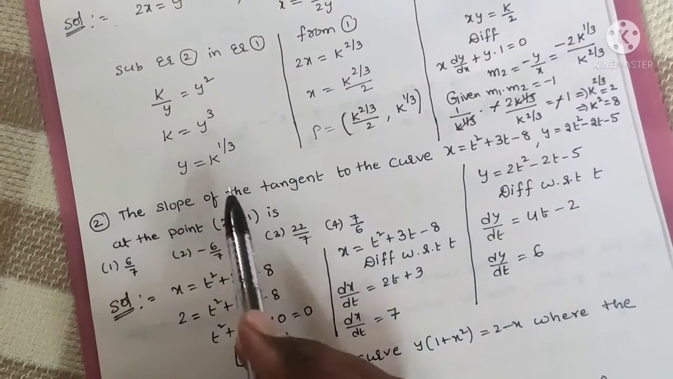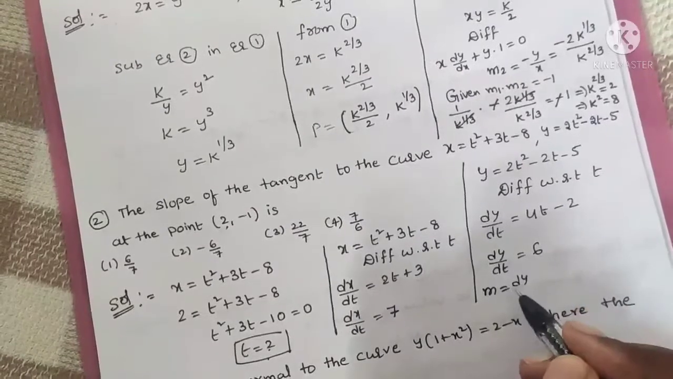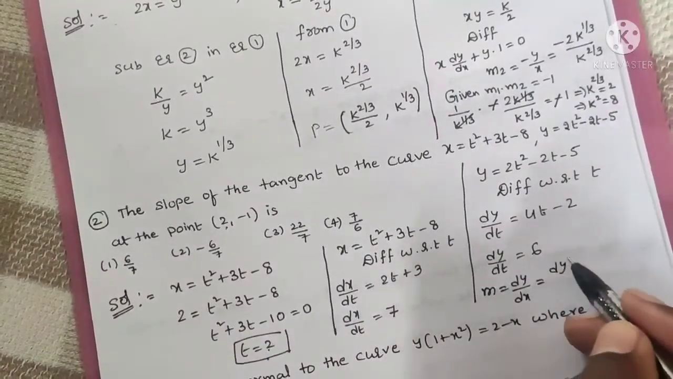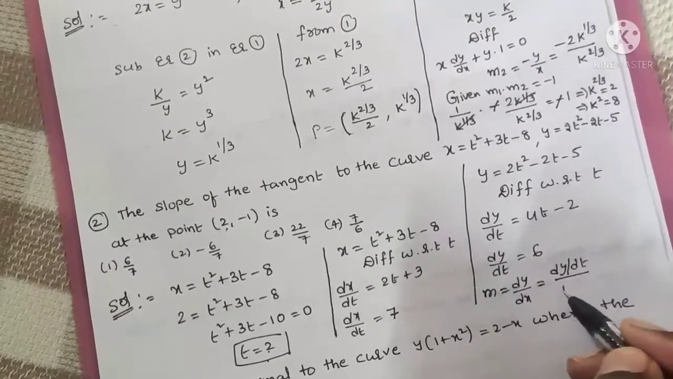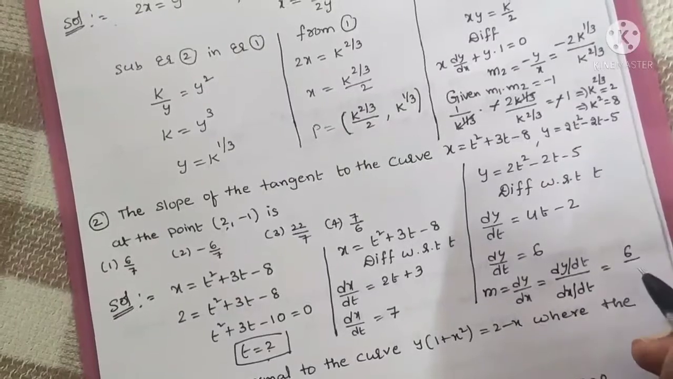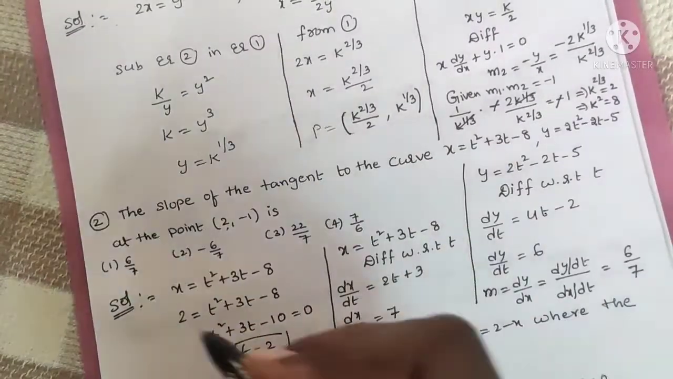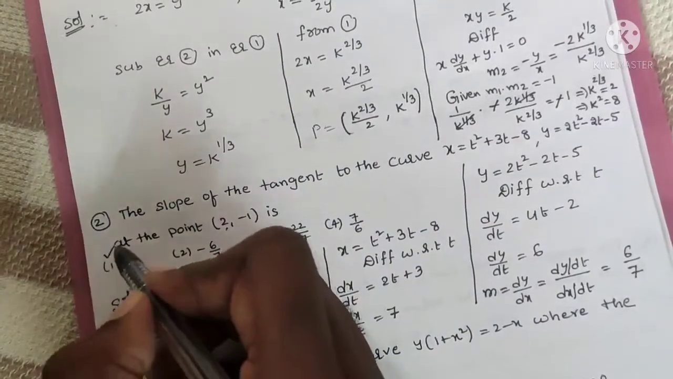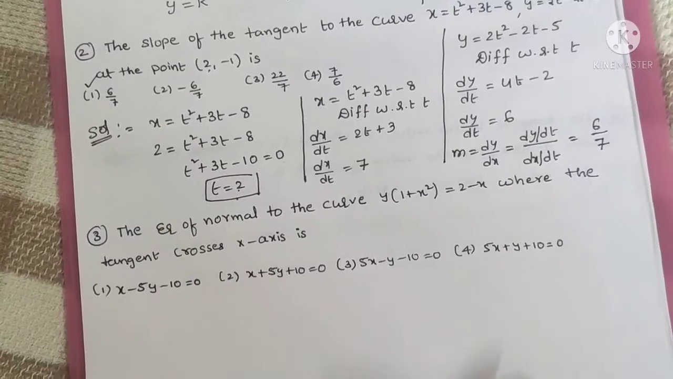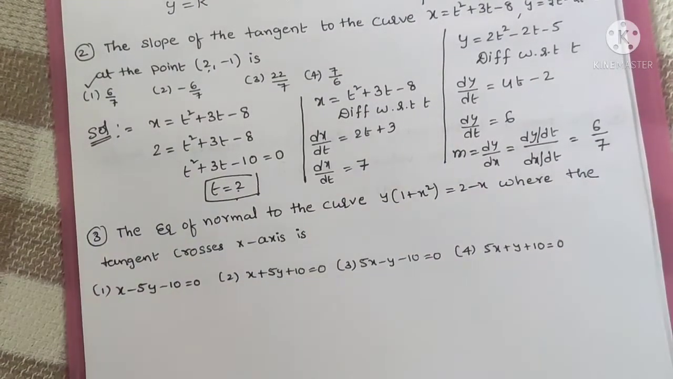But in this question we need to find the slope of the tangent, which is nothing but dy by dx. How to write this dy by dx? It is dy by dt divided by dx by dt. The dy by dt value is 6, the dx by dt value is 7. Then the answer will be 6 by 7. That is nothing but option 1, which is the correct answer for question number 2. Next we will discuss question number 3.